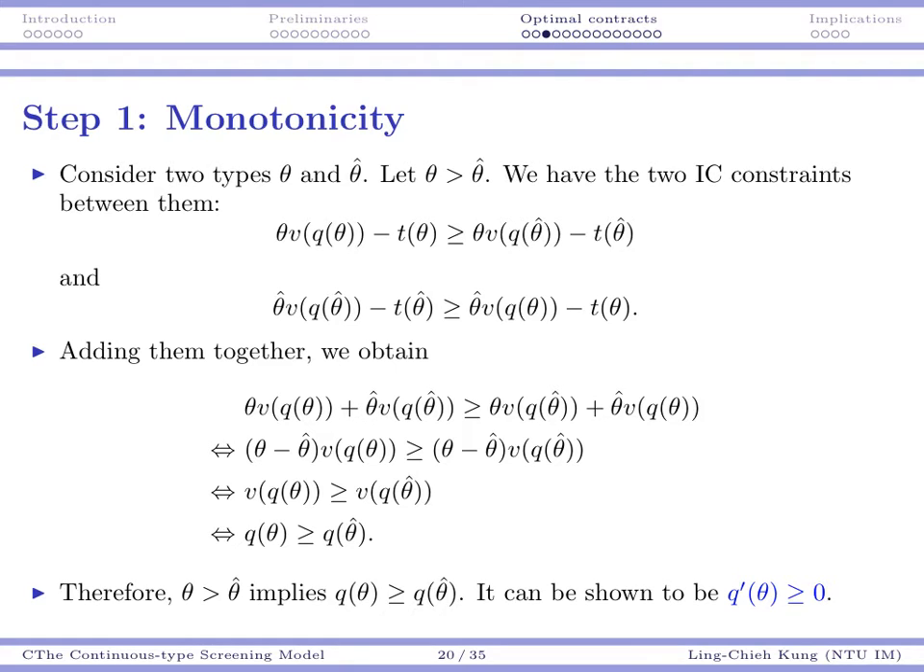Because this is a continuous type problem, we can also show that this just means that your Q should have a non-negative derivative. Q must be increasing or weakly increasing. So monotonicity, we have that.